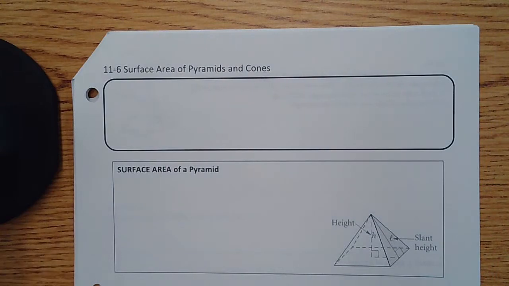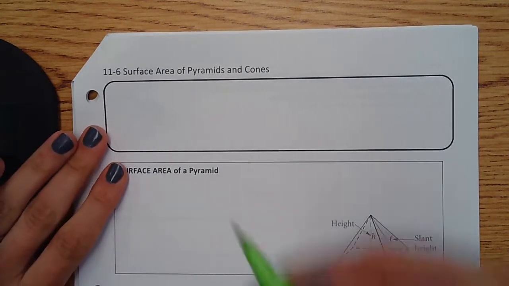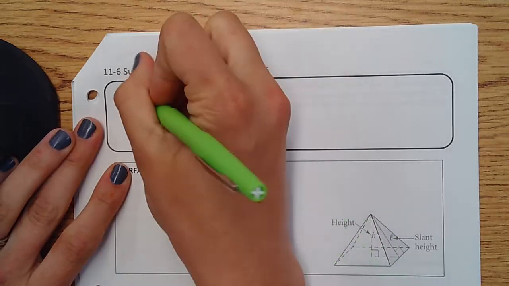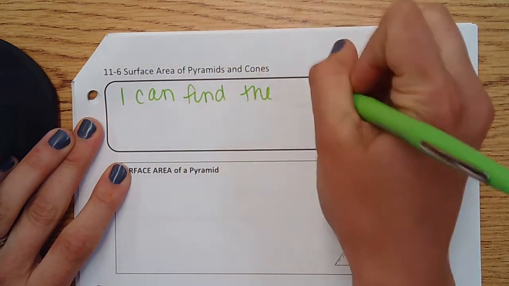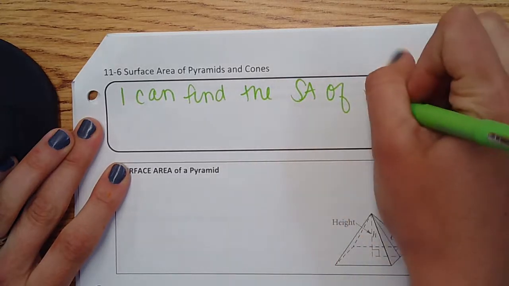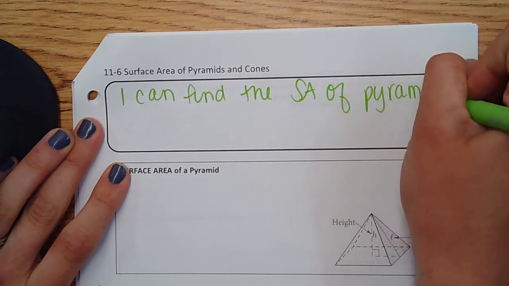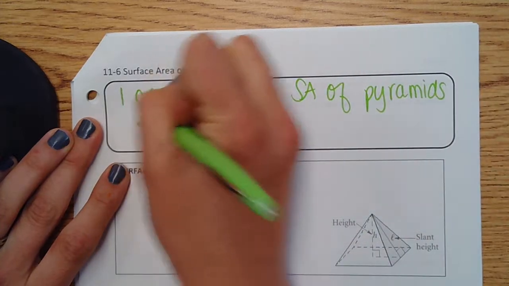All right, so surface area of pyramids and cones. This is actually the most difficult one, probably of all of them we've done. Hopefully you found the rest to be pretty simple. Surface area of pyramids and cones, I can find the surface area of pyramids and cones.